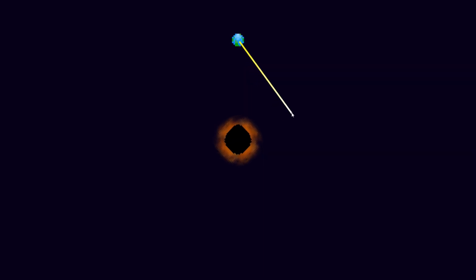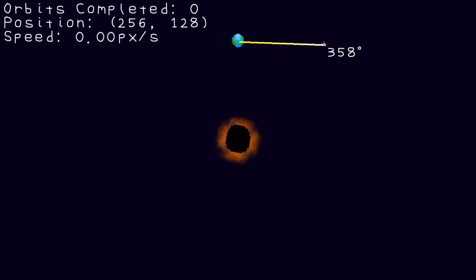Gameplay started to take shape soon after. I allowed you to launch the Earth in the direction of the mouse cursor. This would cause Earth to orbit around the black hole and even get sucked in depending on the angle that you launched it at. I also display some very basic stats, such as the speed of the planet and how many orbits it has completed.